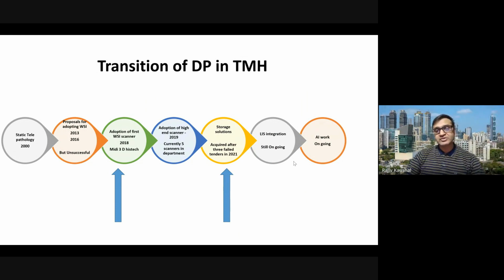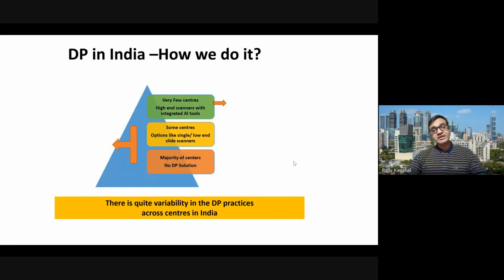And you might also sometimes feel that TMH has a luxury, but of many things, the things to establish it also take a long journey. But once we got this scanner, and there was a good push from the team, now things are moving at a much faster rate for us. But still, I agree, in many centers in India, there is very limited facility for digital pathology.